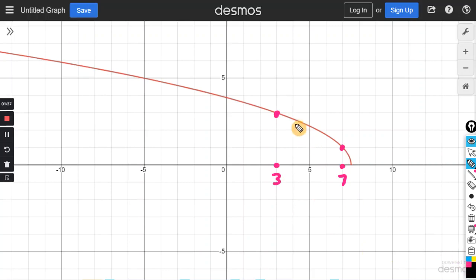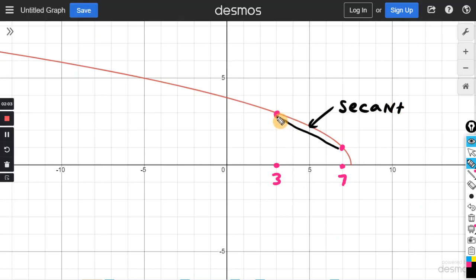Now, this graph is curved. Okay, so the slope is always changing on a curve. But if you drew a secant line connecting these points from there to there, okay, we can find the slope of that line. That's the secant line. All right, so that's all we're doing. You do not have to graph anything.